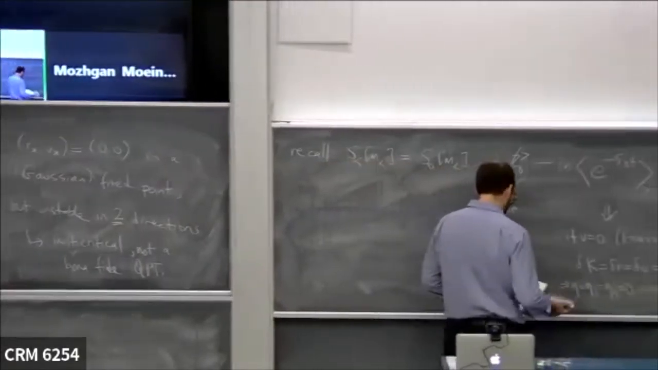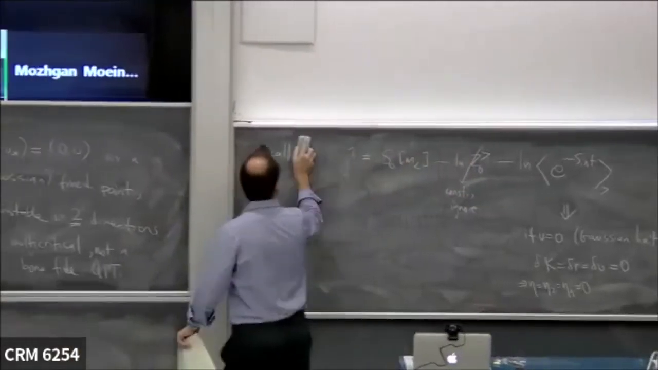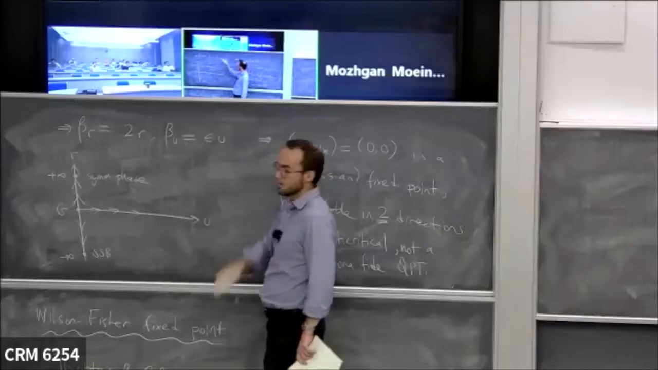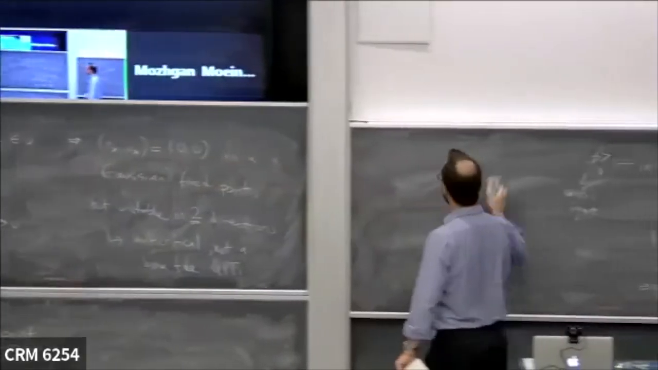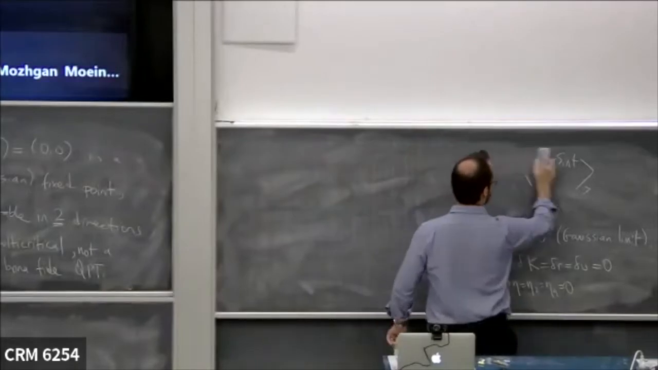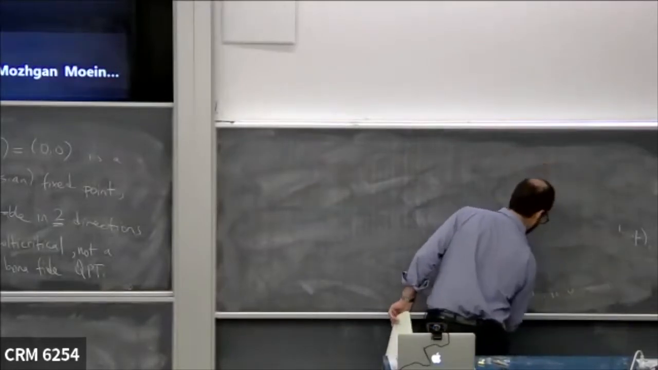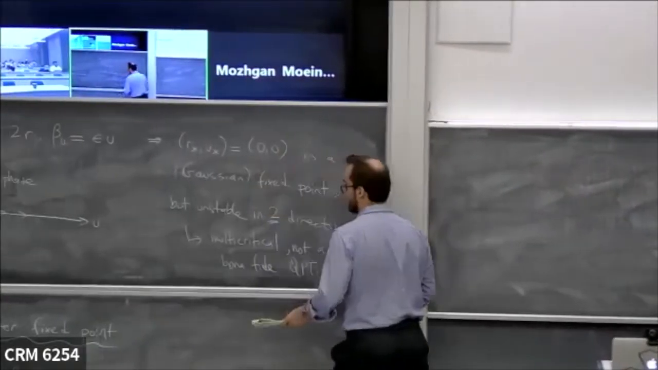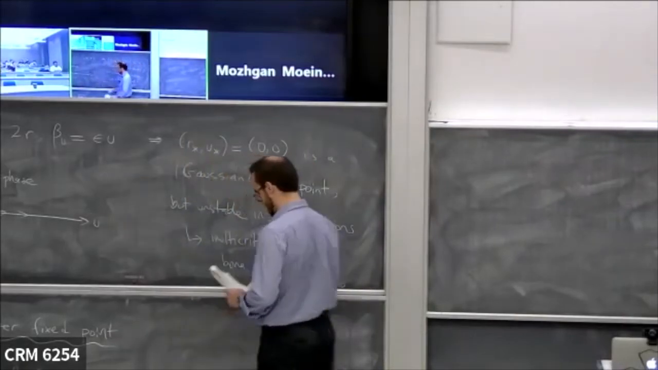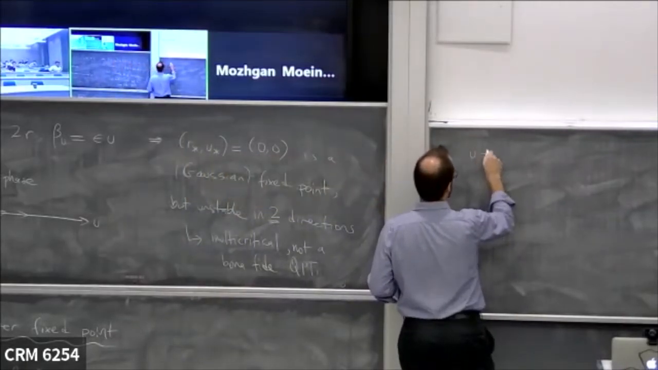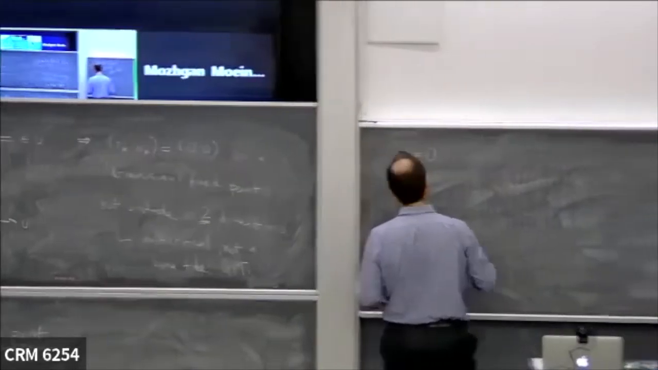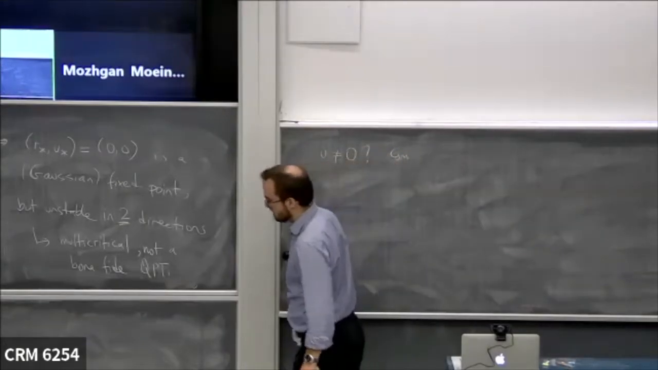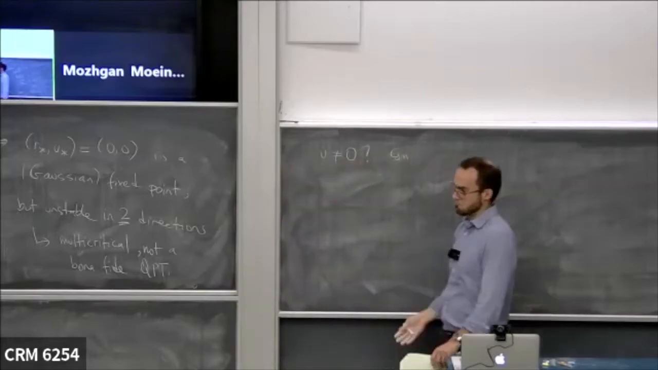All right. But if epsilon becomes 0 or negative, then that's a valid fixed point. That's the Gaussian fixed point that describes phi-4 theory in 4 or higher dimensions. But we're interested in below 4 dimensions. So clearly we need to take this interaction seriously. We can't just set it to 0. It's an important contribution.